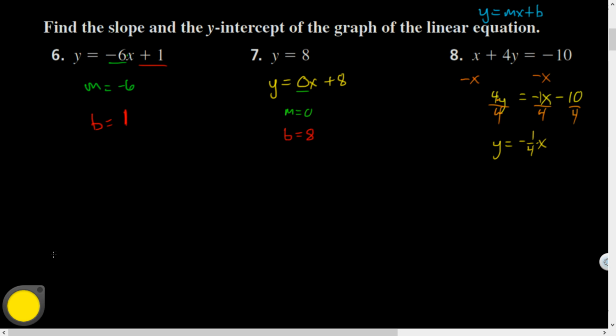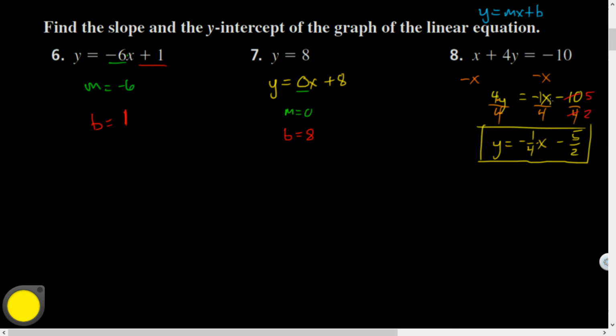And let's see, -10/4, I can reduce that fraction. Both of those are even. 2 goes into 4 twice and into 10 five times. So I'm going to have -5 halves. So here's my slope-intercept form.